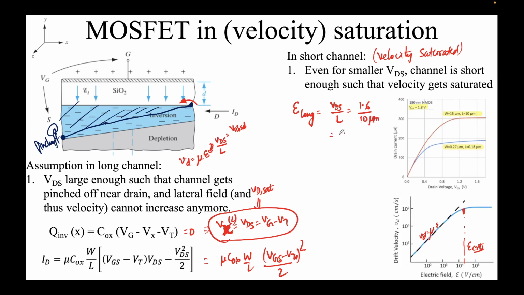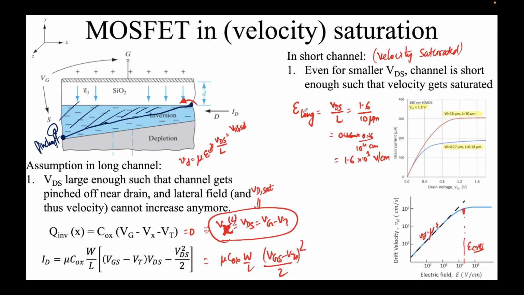So let's call this 0.16. 10 micrometer is, let me just solve this. 1.6, so 0.16 over 10 to the power minus 4 centimeters. Yeah, so it's 1.6 into 10 to the power 3 volts per centimeter.